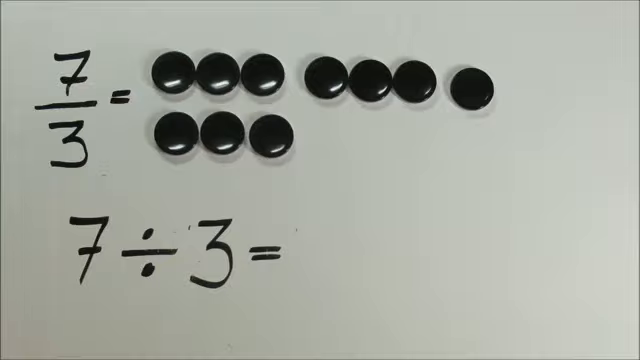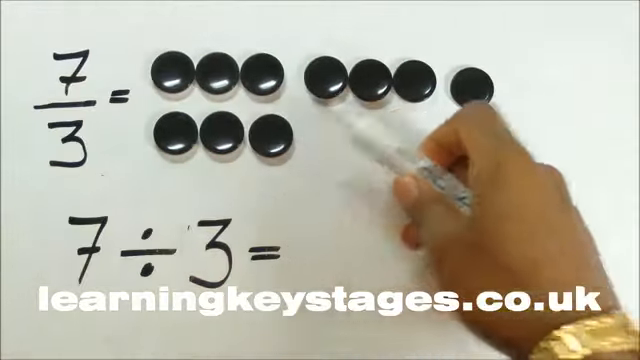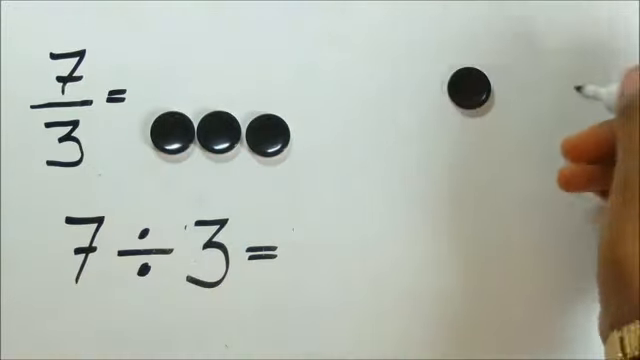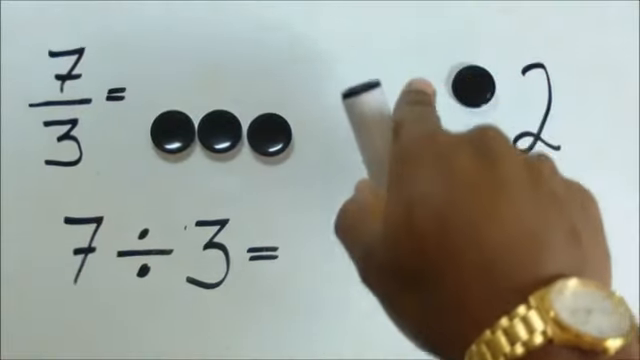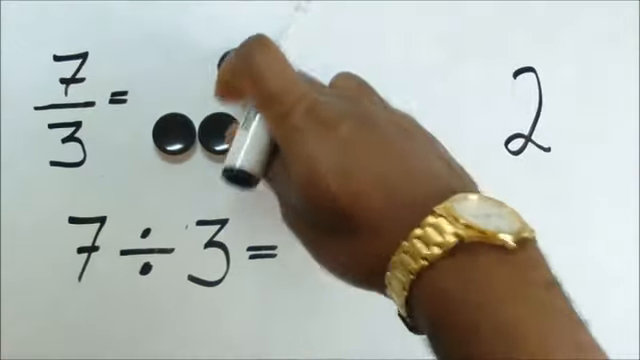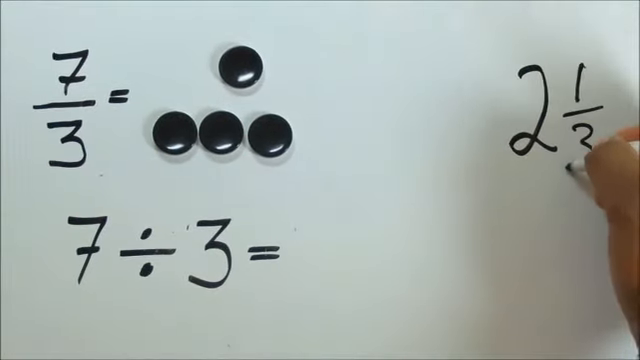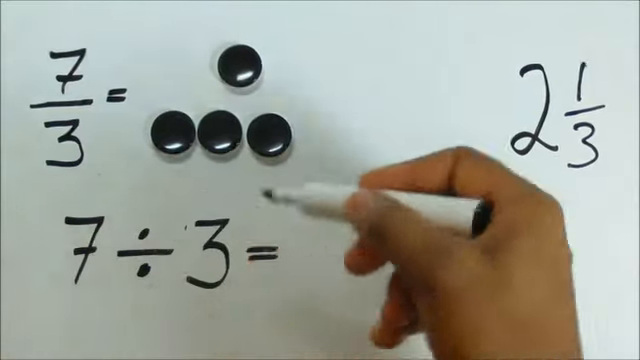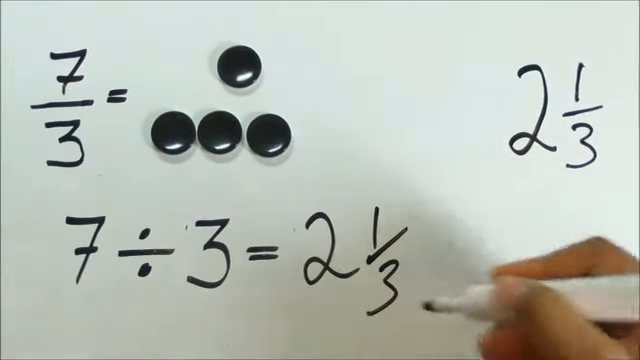Here's another example of division. We've got 7 here divided by the 3, and it goes into it twice. But there's this one left over. 1/3. So 7 divided by 3 goes into it twice, and 1/3.